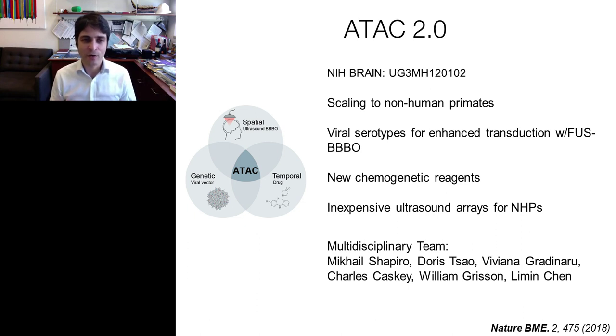And doing all of these things requires a multidisciplinary team. So we have the list of investigators: myself, Doris Tsao, and Viviana Gradinaro at Caltech, who are working on the viral engineering and initial implementation in non-human primates. Charles Caskey, Will Grissom, and Limin Chen at Vanderbilt are experts in focused ultrasound and using MRI to visualize and control that ultrasound, as well as non-human primate neuroscience, which will allow us to validate our approach in 2 different labs, 2 different animal models, to make this really a robust technology. This very multidisciplinary project is something that is specifically enabled by the Brain Initiative, and we're very grateful for that support.